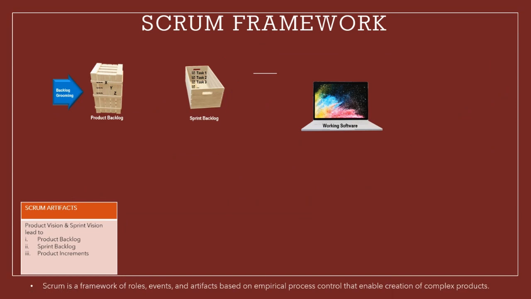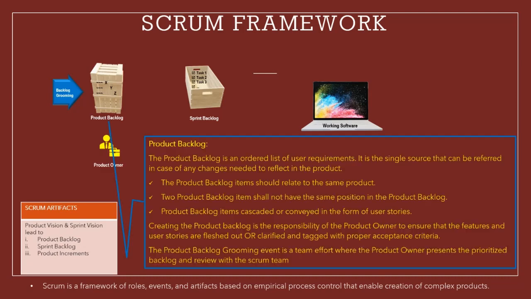The Scrum artifacts are designed to guarantee the transparency of key information in decision making. The three artifacts, which gained major attention post product vision and sprint vision, are the product backlog, the sprint backlog, and the product increment. The product backlog is an ordered list of user requirements. It is the single source that can be referred to in case of any changes needed to reflect in the product.